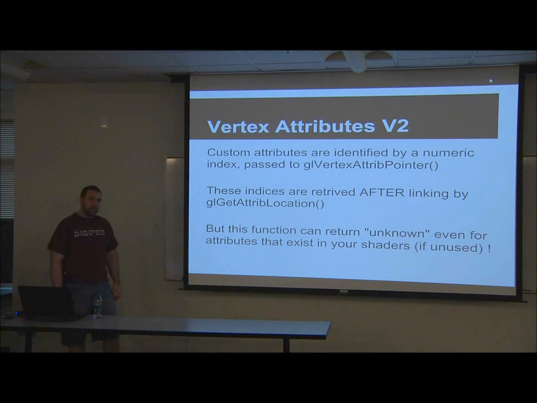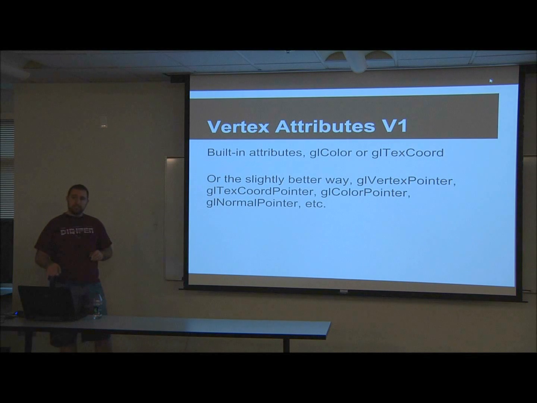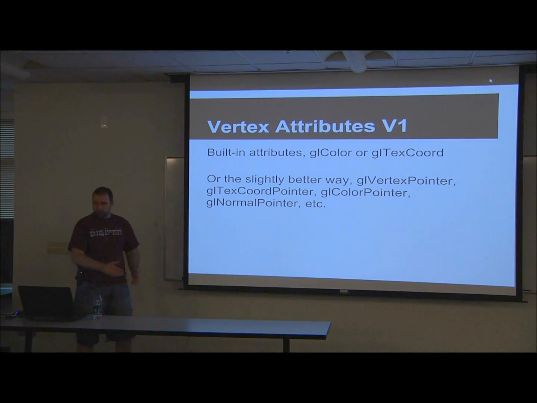But in core profile or OpenGL ES 2, those are all gone. You have to use vertex attribute pointer for everything. But kind of annoyingly, these functions existed before those vertex buffer objects we went over. So vertex buffer objects exist on the GPU. They're memory you allocate in the GPU itself, whereas we just have an array in your program that's allocated on the CPU.